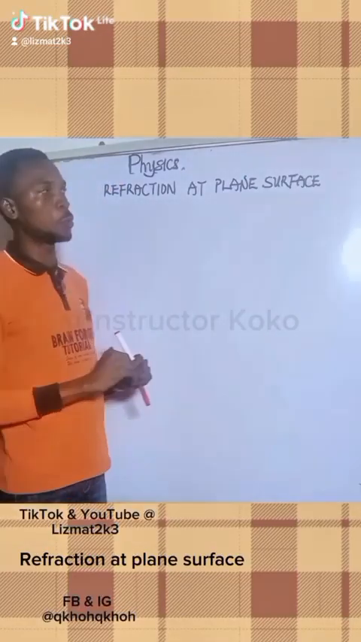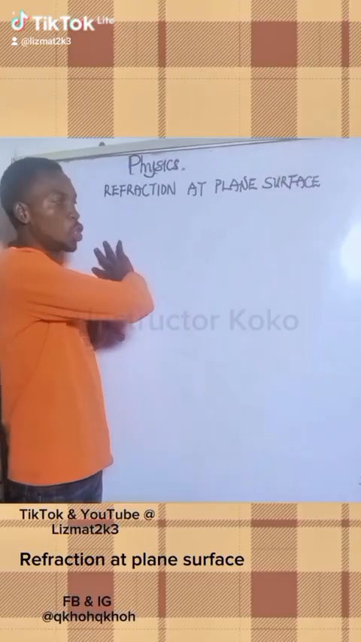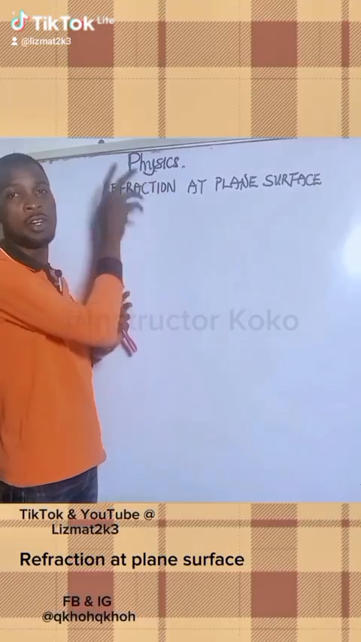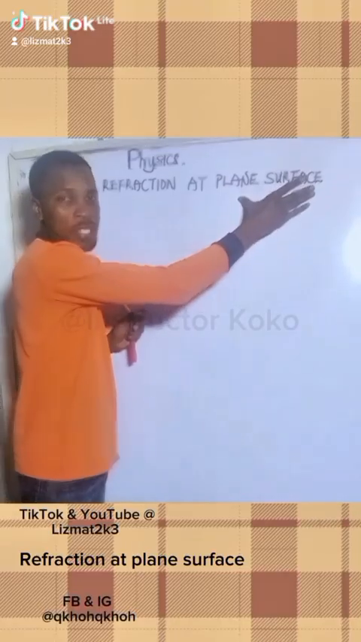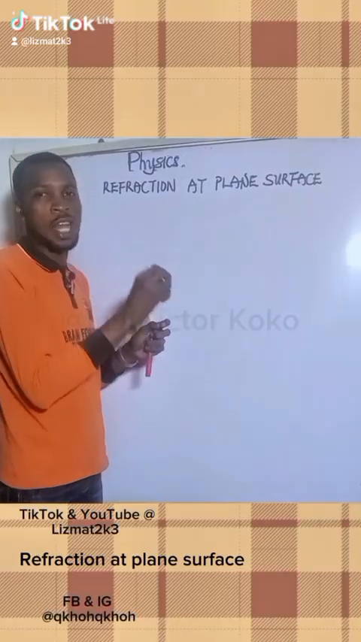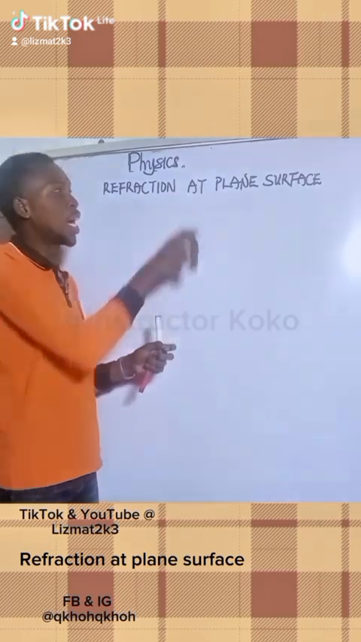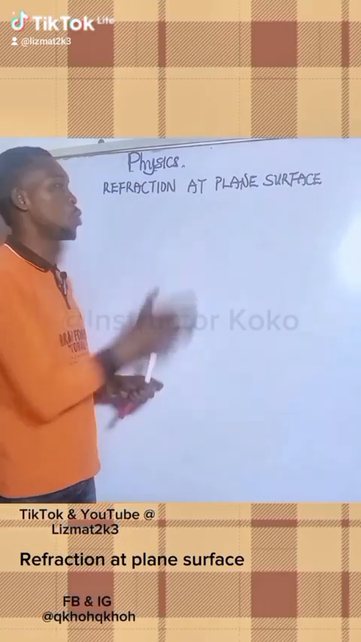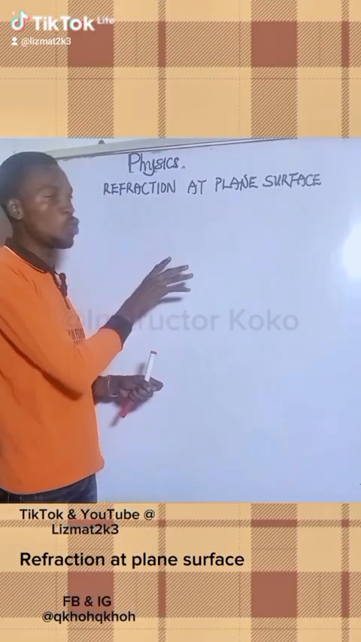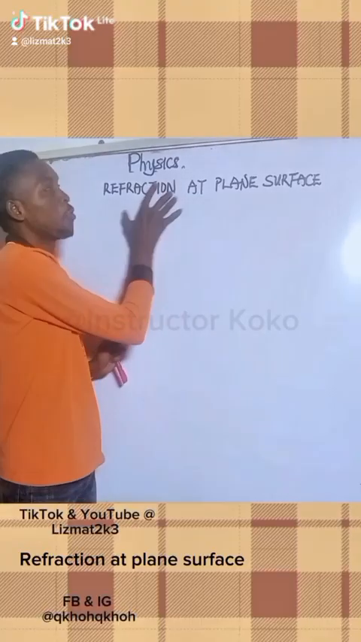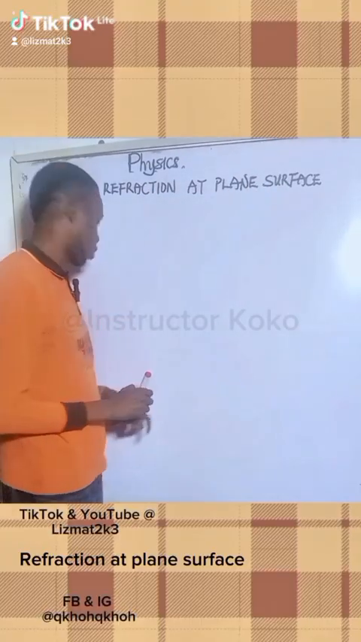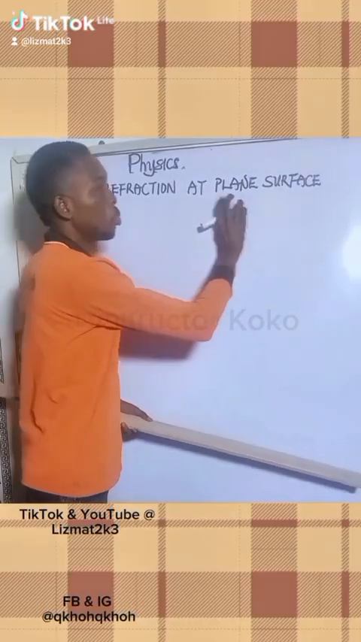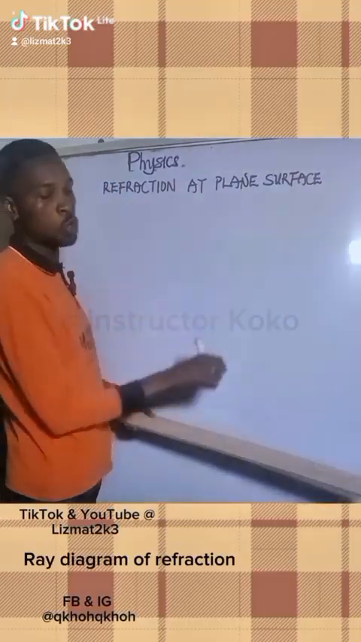So by that definition, we will represent that definition in a diagram. And that diagram is called the ray diagram of refraction at a plane surface. Now, this plane surface is talking about where refraction occurs. And that plane surface is known as the refracting surface. So in the next video, I will be showing you how to draw the diagram of refraction on a plane surface. All right. The first we are going to draw is the plane surface where refraction is going to take place.